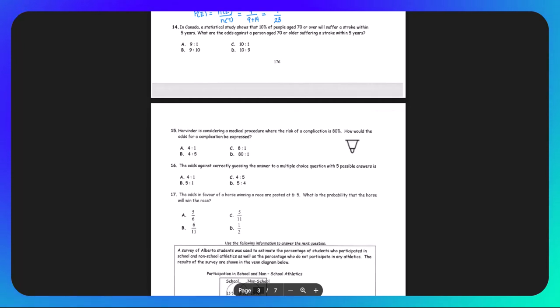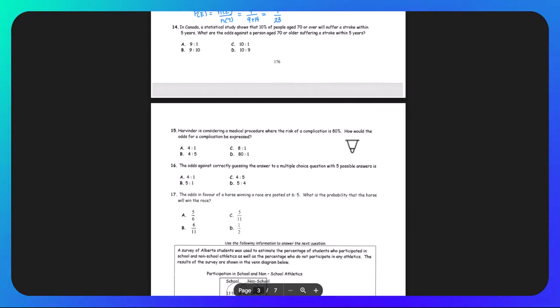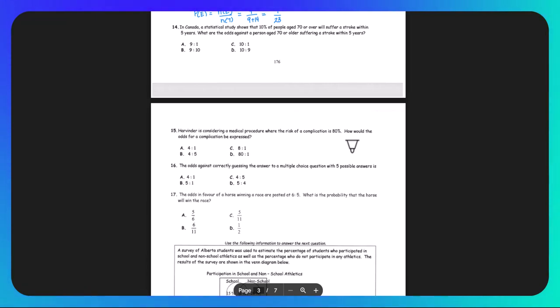Let's look at 14. This time, I'm going to read it out, and I want you to pause the video, see if you can figure out the answer, and then come back and see how you did. In Canada, a statistical study shows that 10% of people aged 70 or over will suffer a stroke within 5 years. What are the odds against a person aged 70 or older suffering a stroke within 5 years? Like I said, take a moment, pause the video, come back and see how you did.